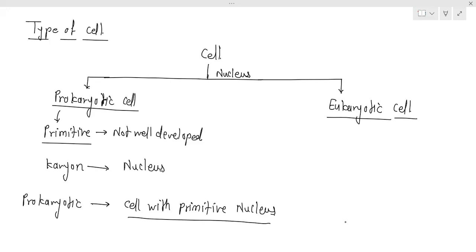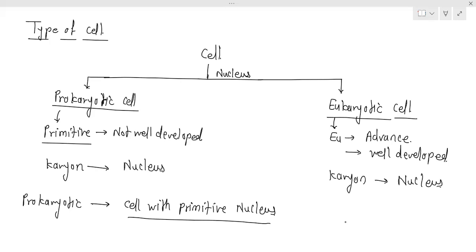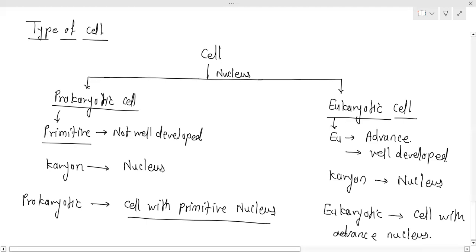But first, up to this, let us try to understand eukaryotic cell. In this term, eukaryote, eu stands for advanced. Advanced means well developed, well adapted. Karyon again stands for nucleus. So eukaryotic is a cell with an advanced nucleus. Fine? Cell with an advanced nucleus. Understood?